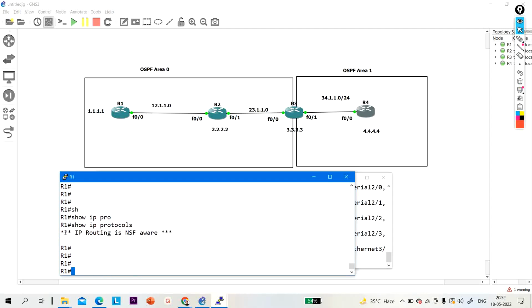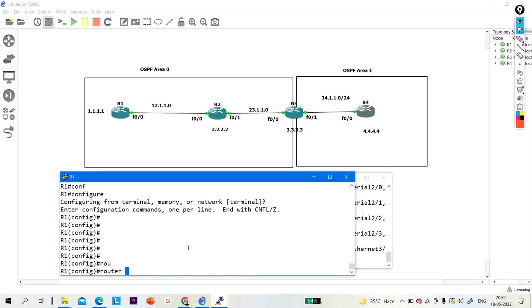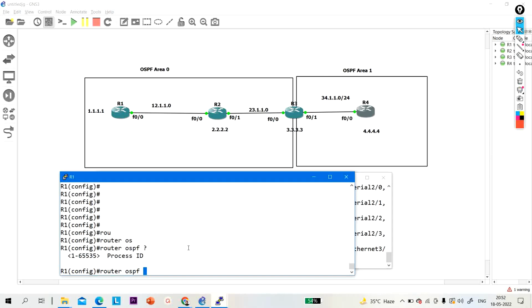Am I running any protocol in this router now? No. Let me configure OSPF. How will I configure? In global configuration mode, I will run router ospf and the process ID. You can see the range of process ID is from 1 to 65535. That means process ID is a decimal value and it is a 16-bit value, right? And it is locally significant. Am I right? So suppose I am using process ID 1, according to my router number.